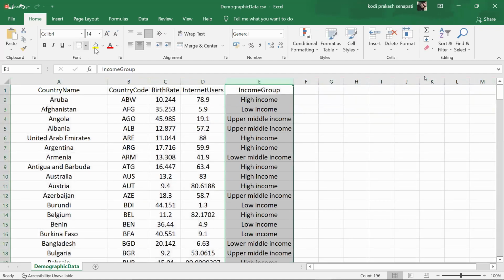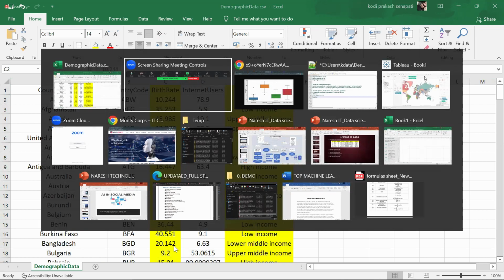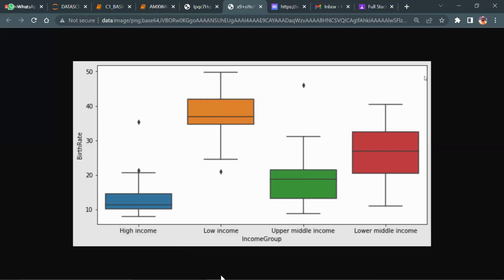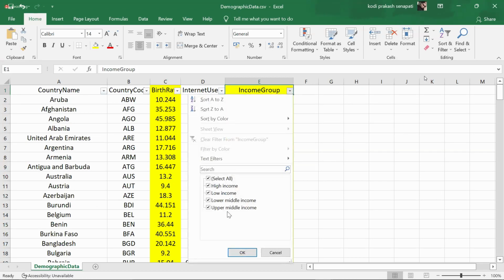X-axis is income group. Y-axis is birth rate, right? Now, X-axis high income 10.24. Let's go back to this one. Income group, how many groups do we have? High income group, low income group, upper middle income group, and lower middle income group. 4 groups we have. Go back and let's apply filter here. 1, 2, 3, 4, isn't it? 4 groups we have. Guys, do you understand or not?